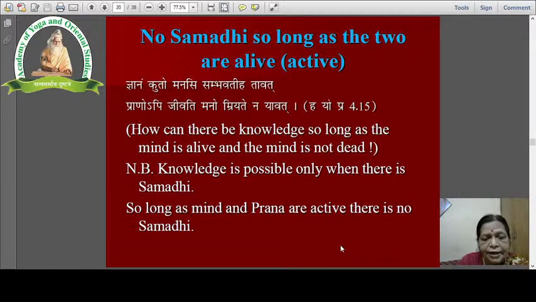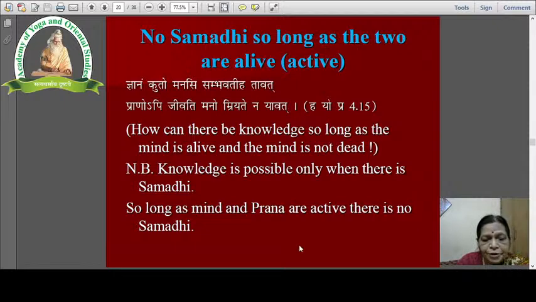So here it is said that there cannot be any knowledge so long as the prana is alive and the mind is not dead. So long as prana is alive and the mind is alive, there cannot be any knowledge. Knowledge here means the knowledge attained in samadhi. Only if one attains samadhi can he get the true knowledge. One cannot get knowledge unless one attains samadhi. And one cannot attain samadhi if the prana is alive and the mind is not dead.